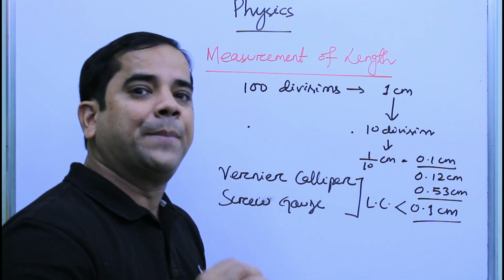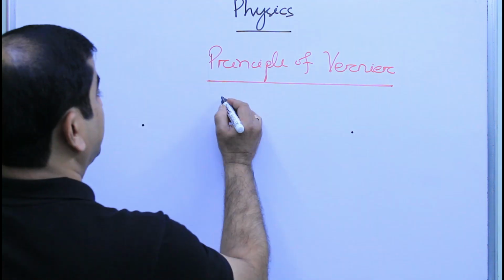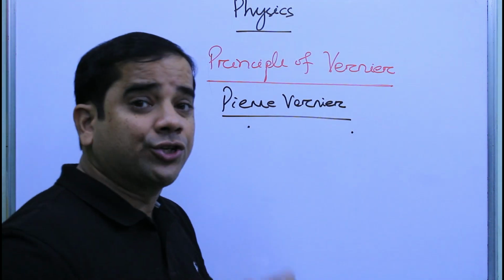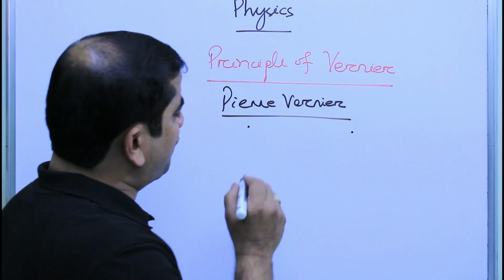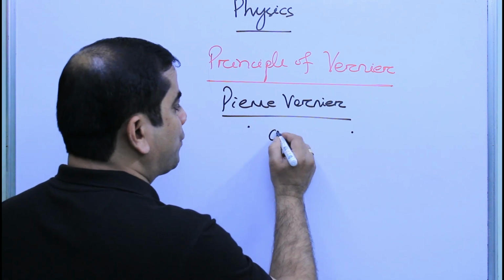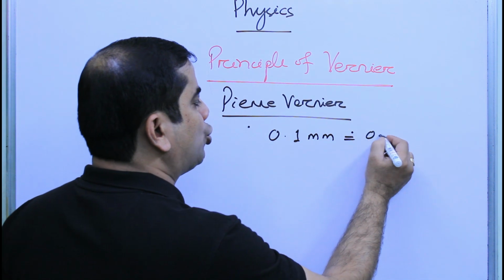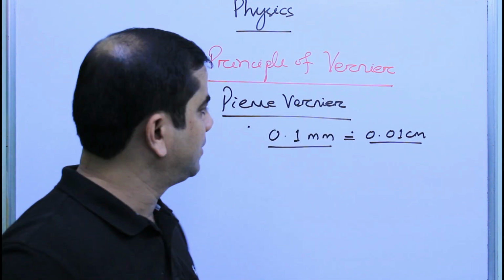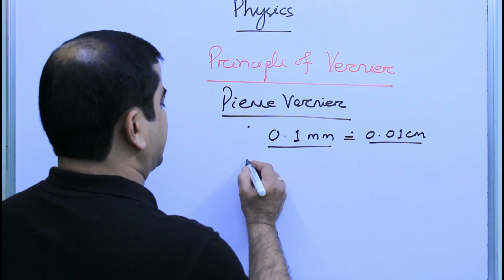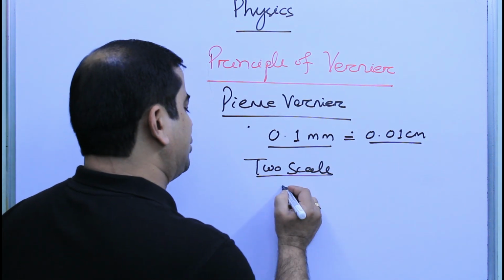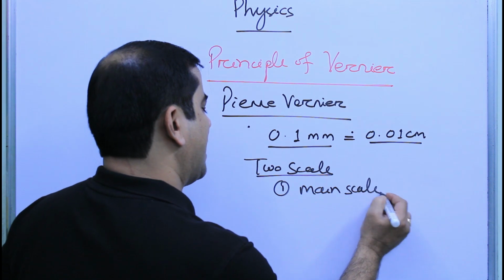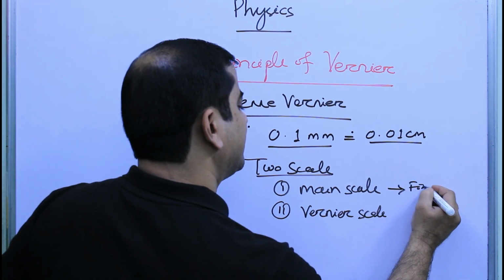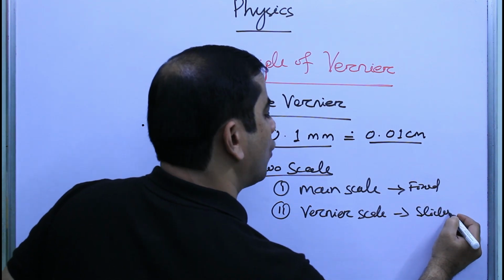So let us now discuss the principle of Vernier. Students, Pierre Vernier found a solution for the measurement of smaller length. He found a way such that we can measure up to 0.1 millimeter, that is equal to 0.01 centimeter of length. So that is the least count of a Vernier caliper. And in his creation, there are two scales actually, not a single scale. Two scales. One is your main scale, and second is the Vernier scale. So the main scale is a fixed scale and the Vernier scale slides over the main scale.